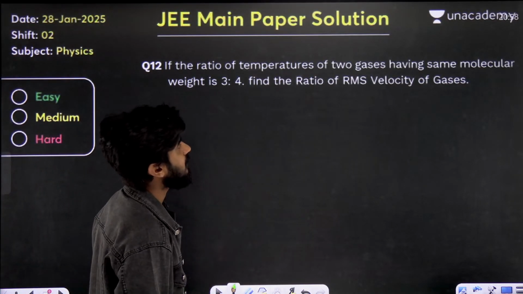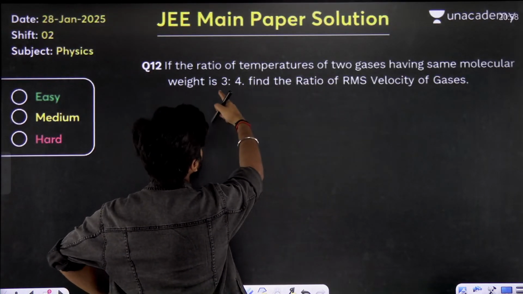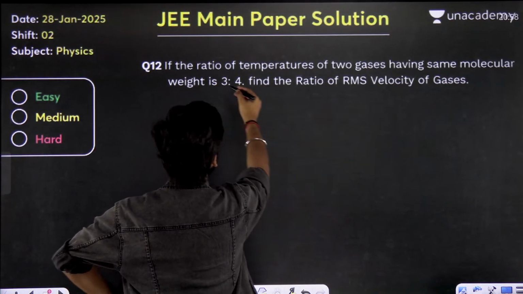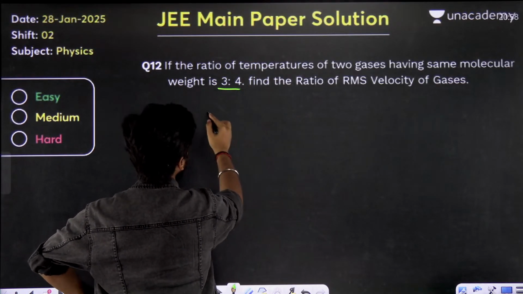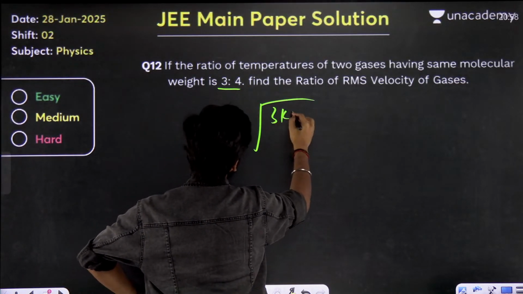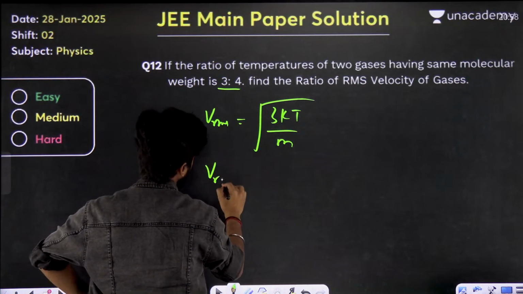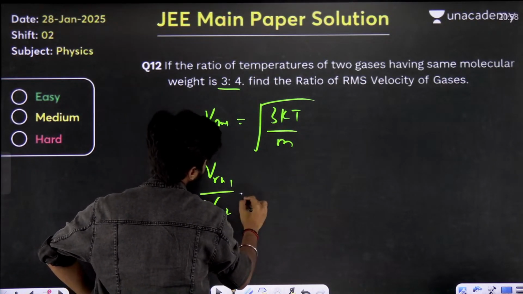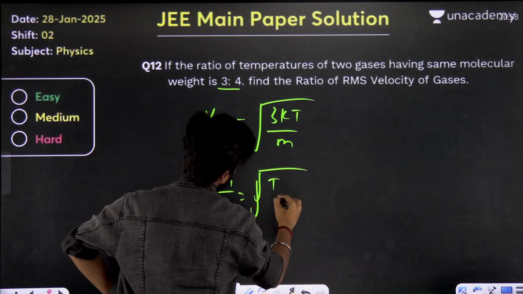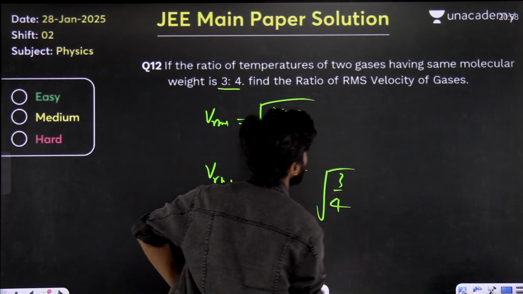What does it say? Ratio of RMS velocity. Molecular weight is same, ratio of temperatures of two gases is this. Molecular weight is same, RMS velocity ratio you have to find out. So VRMS is what? Root of 3kT by m. So if molecular mass is also same, we can write VRMS 1 divided by VRMS 2 is equal to under root T1 divided by T2. So temperature ratio is what? Under root 3 by 4.